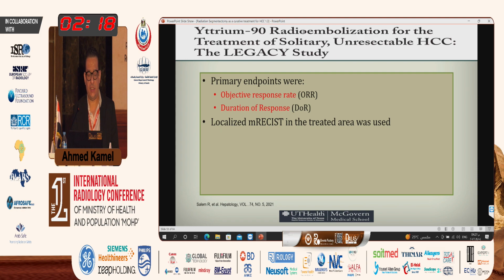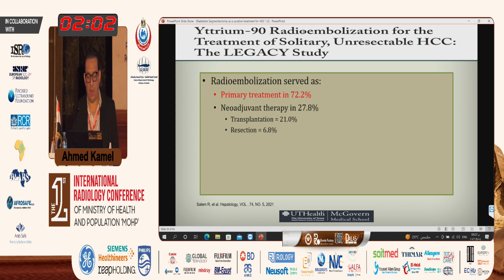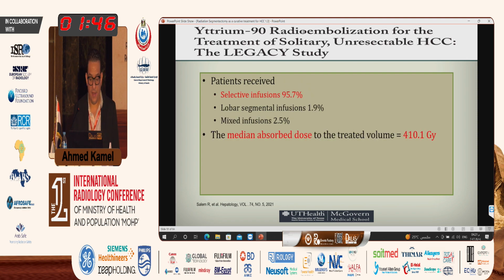Duration of response, as you guys know, is the length of time between having a response on the follow-up till the patient has a progression of his disease. So they used, of course, the modified RECIST, or mRECIST, for the follow-up. Radioembolization was used as a primary treatment in 72% of the patients, as a neoadjuvant therapy in 27% of the patients. Neoadjuvant means it was used just for downstaging or bridging to transplant or to resection.